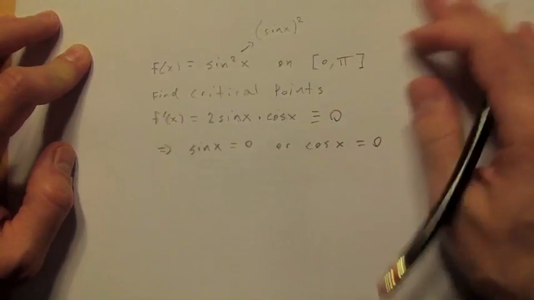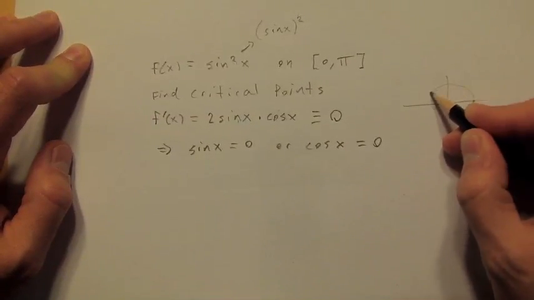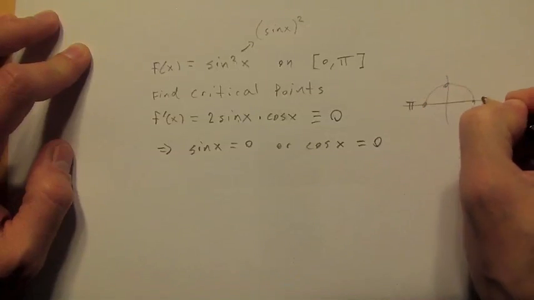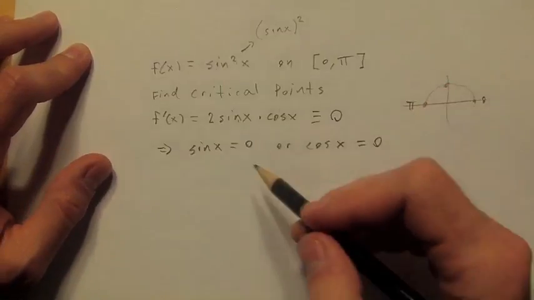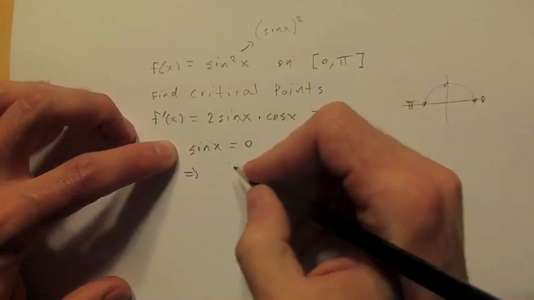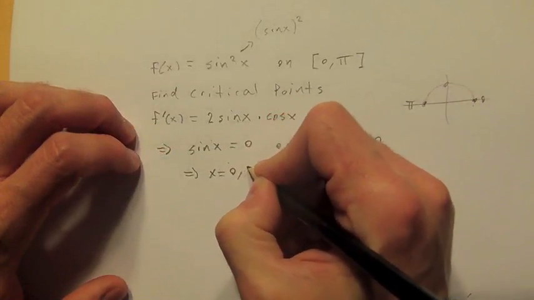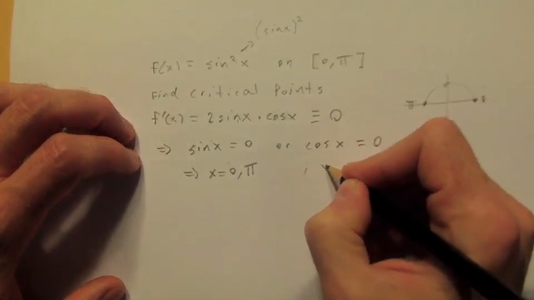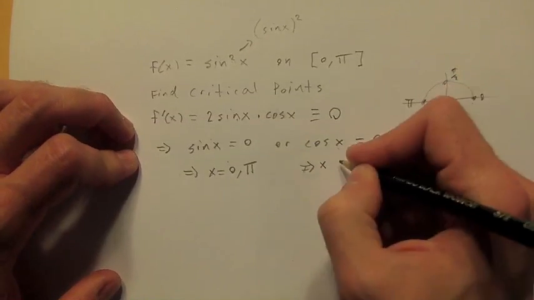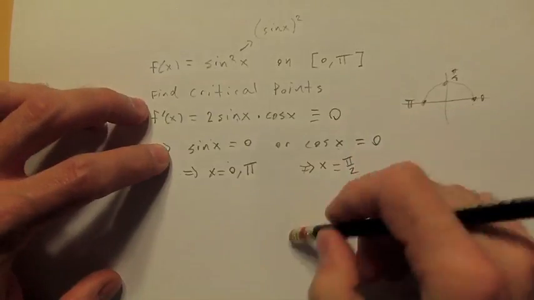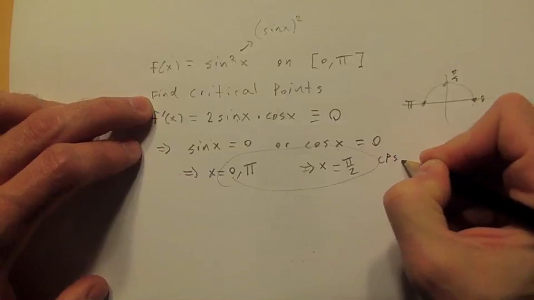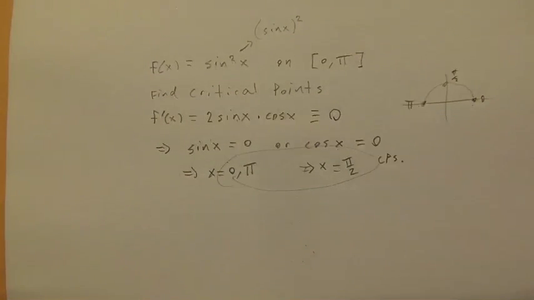And we're looking at the unit circle from 0 to pi. The places that will make sine equal to 0 are 0 and pi. And the place that will make cosine equal to 0 between 0 and pi is pi over 2. So these are our critical points. And note, two of them are actually the endpoints.